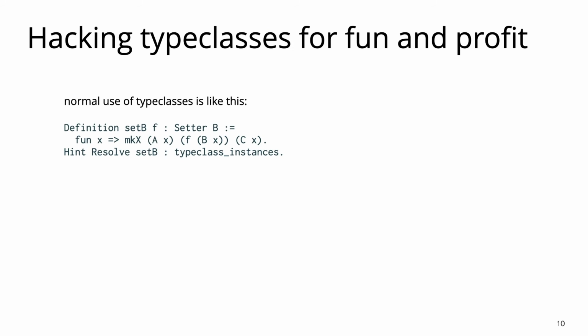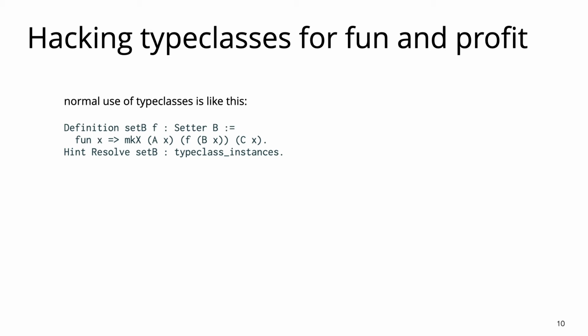Normally, using the Setter type class would involve writing instances like Set B. And when we write Instance, what that really desugars to is just writing a definition and then adding a hint for that definition to the type class instance's hint database. Now, of course, we don't want to do that in Coq record update because then we would still have to write a setter for every record and every field in that record.